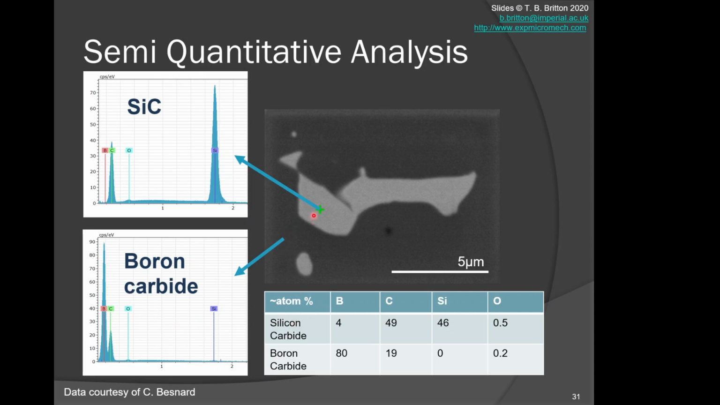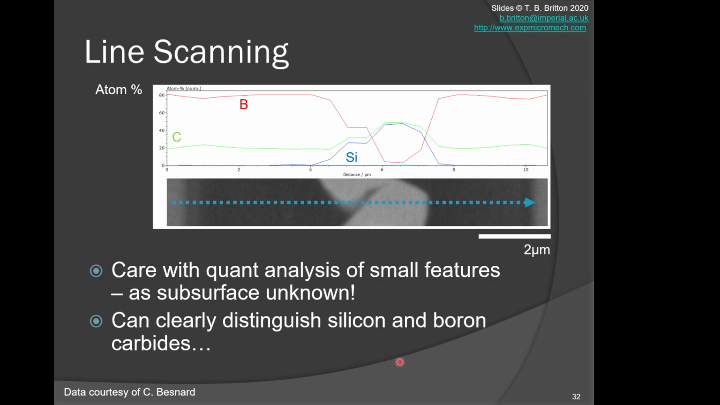If we check what we're doing very carefully, we can get the stoichiometry to look sensible. Silicon carbide is SiC, so equiatomic. Boron carbide effectively has a 4:1 ratio in this case. When we then line scan, we can see strong variations as we move across the domain. So we've done the spectra, checked that it looks sensible.